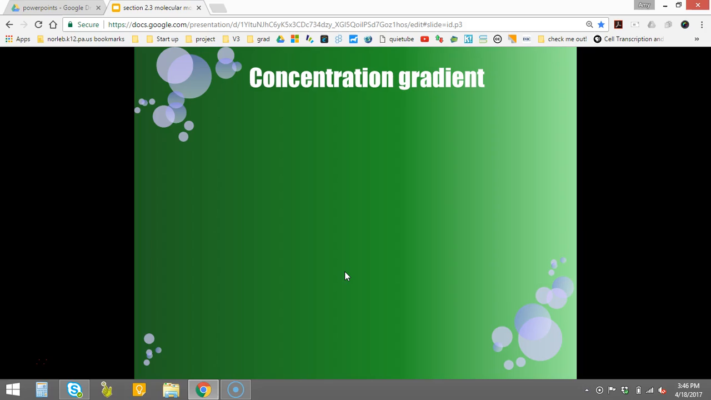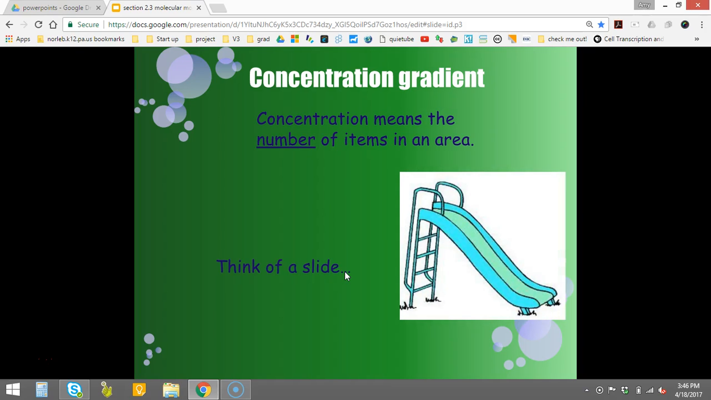So we're going to start our conversation with talking about the concentration gradient. It's really important to remember the concentration gradient because it's going to form one of our rules for either passive or active transport. When we talk about concentration, this means the number of items in any given area. So I want you to draw on your study guide in the upper right hand corner next to the vocabulary words. I want you to draw a slide. This is going to be our metaphor for concentration gradient. We're going to use this analogy quite a few times. So make sure you understand this.